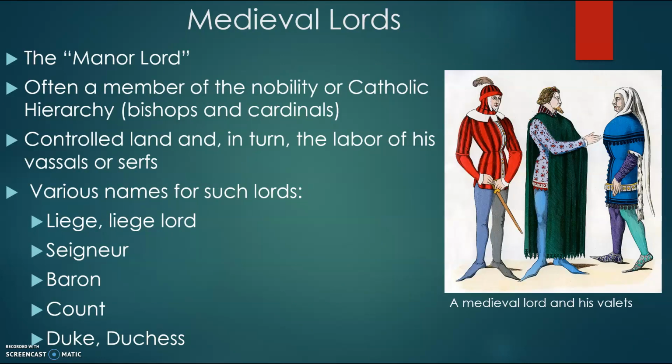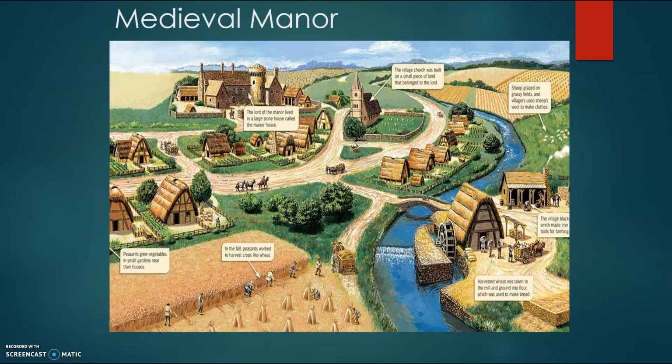The manor lord is often a member of the nobility or Catholic hierarchy, bishops and cardinals. They controlled land and the labor of their vassals and serfs. There are various names: liege, liege lord, seigneur, baron, count, duke, duchess, and these are going to vary over time, just like everything else. There's a hierarchy amongst them, too.